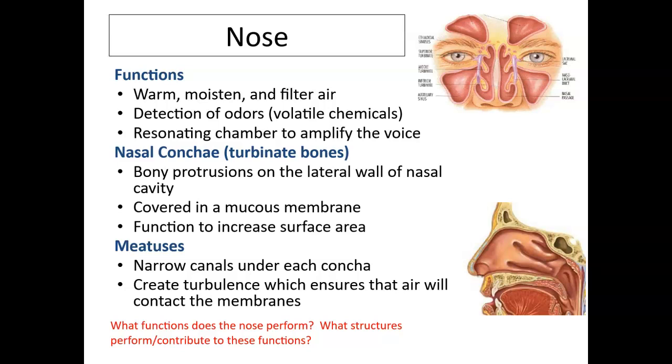When you look at the two images on the slide, you can see that the passageway created by the turbinates is not straight, but creating ridges, thus increasing surface area. With the mucous membrane covering the bones, a narrow channel is formed. These are called the meatuses, and there is one associated with each nasal conchae.